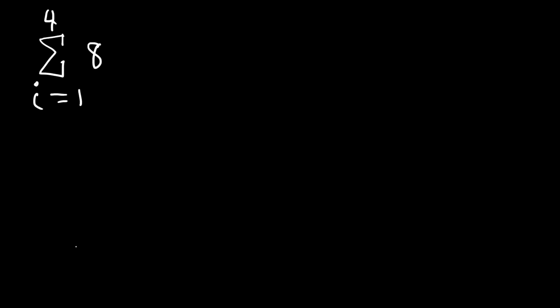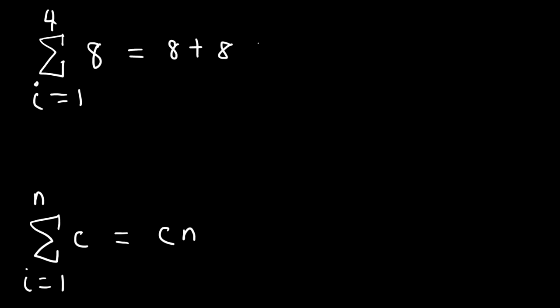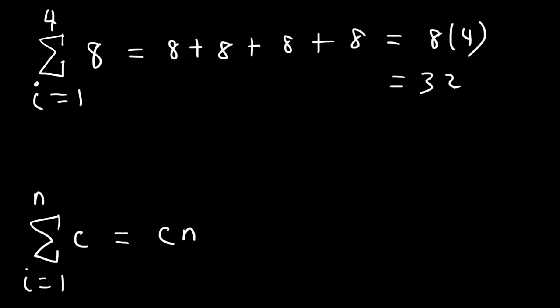Now, there is a formula for this type of problem. If you have a constant, c, and i is equal to 1, and it goes up to n, then it's going to equal the constant times n. In this case, we're adding 8 four times. So the constant is 8. Therefore, adding 8 four times is the same as multiplying 8 by 4, and this will give you 32.